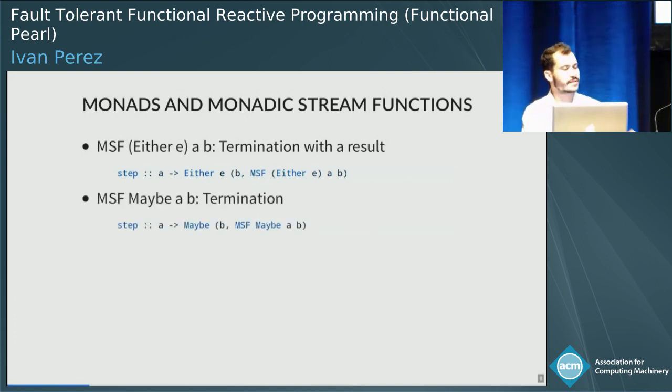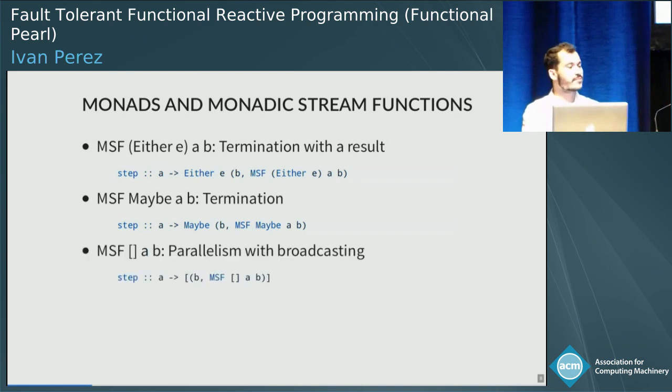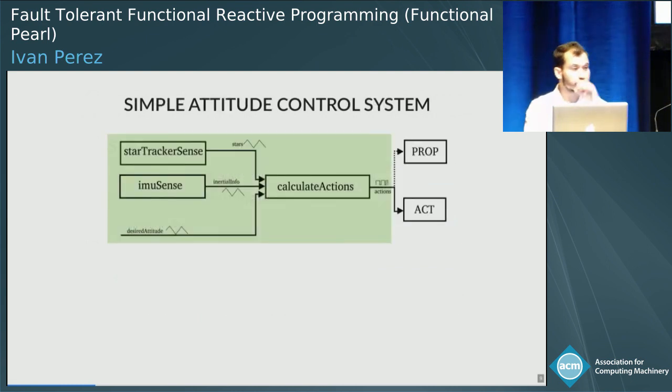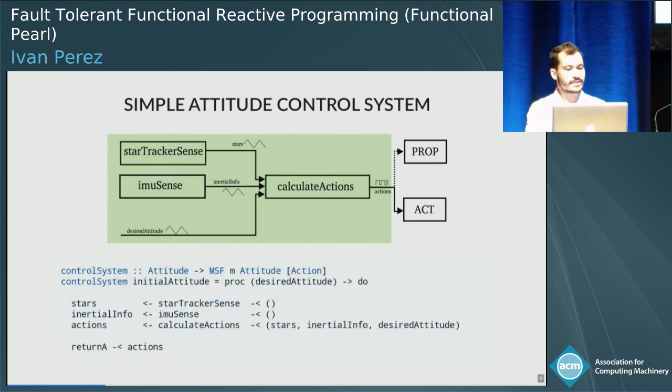If you use maybe, then you get termination with no output. If you use lists, then you get parallelism with broadcasting. These all require specific combinators in implementations like Yampa, and we get them for free. So the problem that we tried to study was: we have these monadic stream functions, and they model data processors and signals and sinks, and we connect them all together, and how do we understand what happens when something goes wrong? So this is the implementation of the system that you see on the screen.